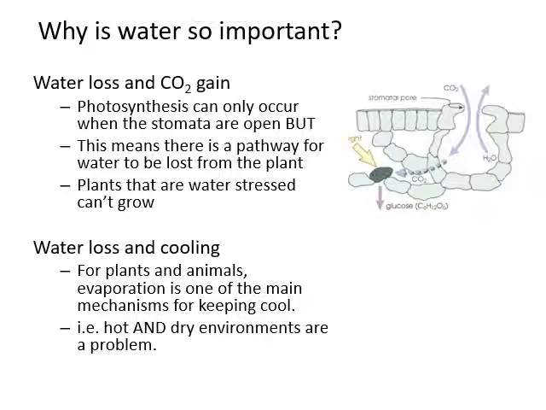Secondly, there's water loss and cooling. Remember I told you in the previous lecture how evapotranspiration uses energy and cools the surface. So for plants and animals, evaporation is one of the main mechanisms for keeping cool. So the conclusion is that hot and dry environments are a problem for biological growth.